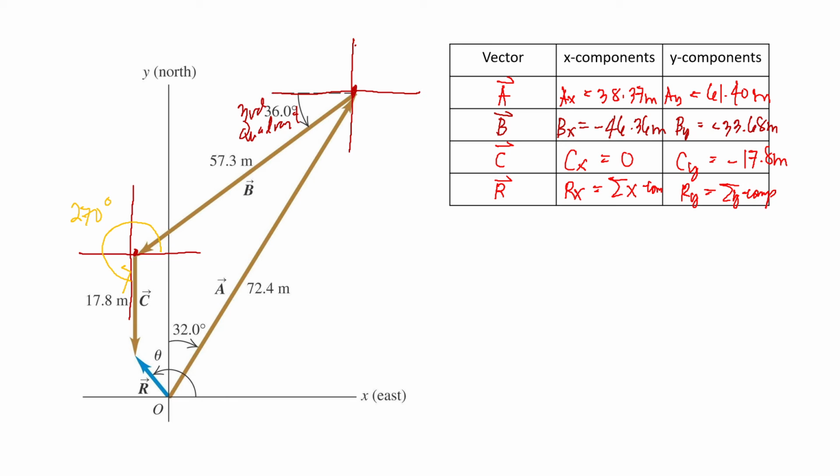So your Rx is equal to 38.37 meters plus negative 46.36 meters plus 0. So your Rx is equal to negative 0.800 meters.